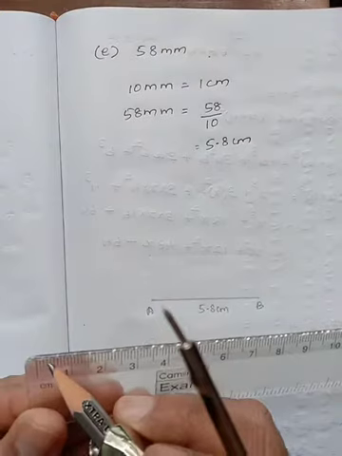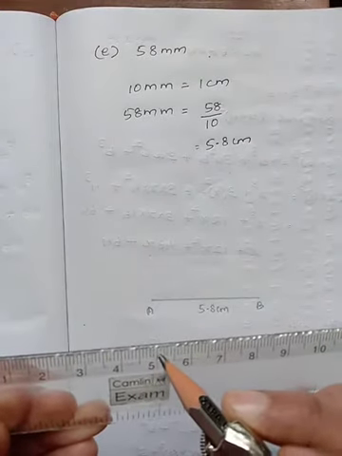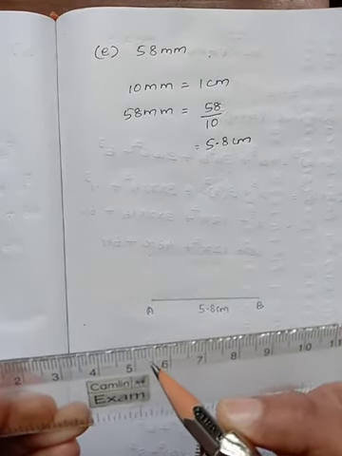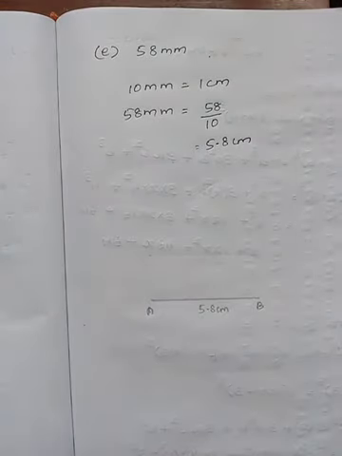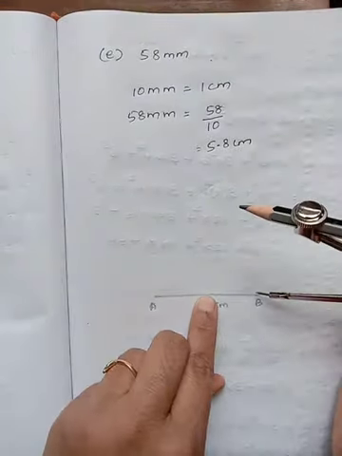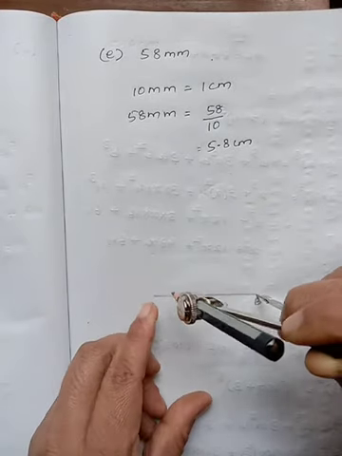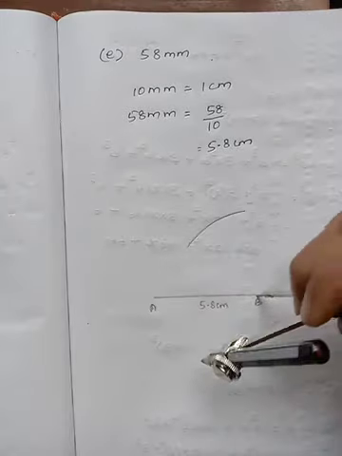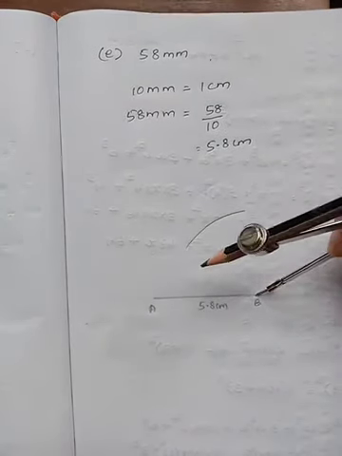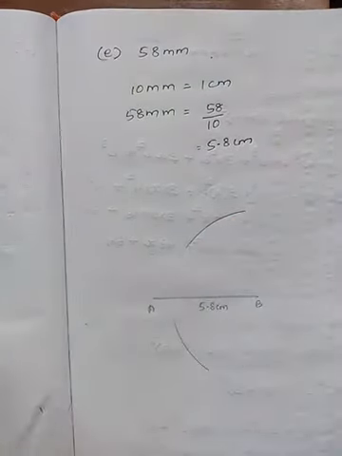How to measure 5.8? From 0, this is 5, 5.1, 5.2, 5.3, 5.4, 5.5, 5.6, 5.7, 5.8. This is your 5.8. Now imagine this may be the half of that line. We'll take half and above, and we'll cut arcs up and down.